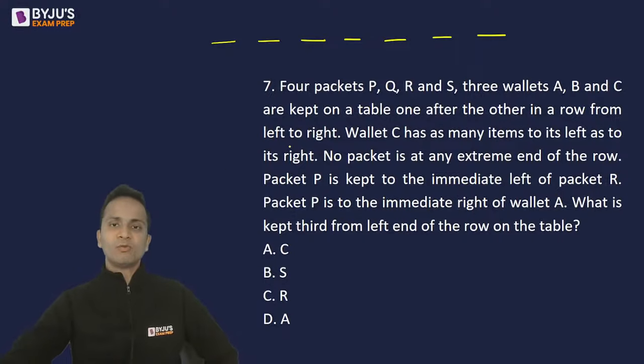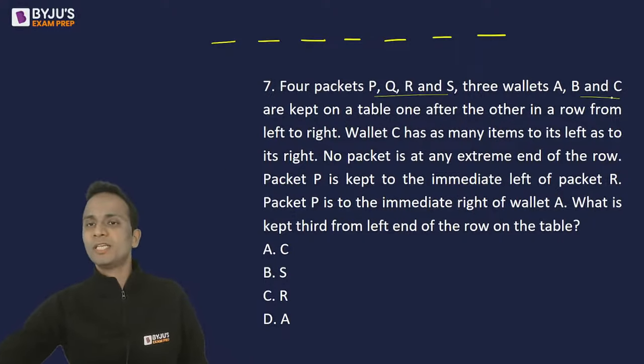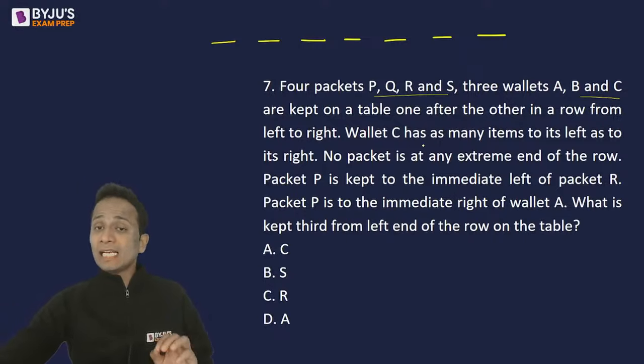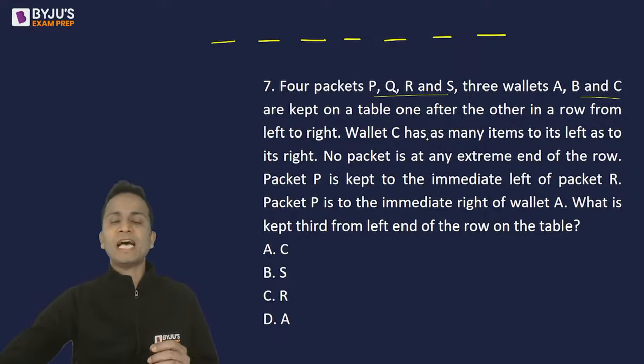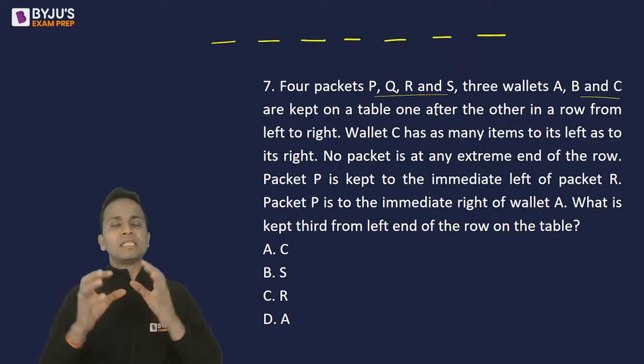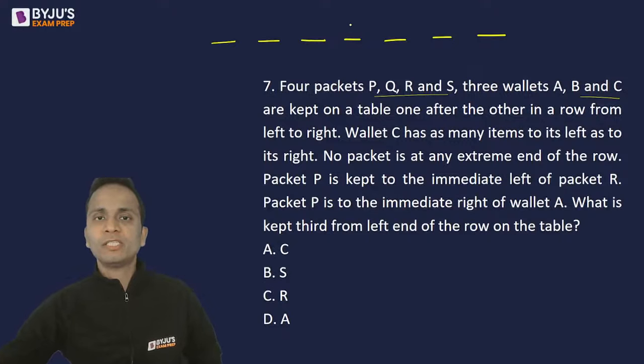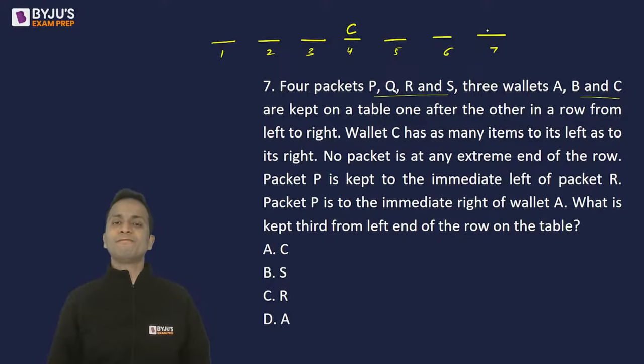So we shall start with this. There are 4 packets P, Q, R, S and 3 wallets A, B, C. They are saying that wallet C has as many items to its left as to its right. So wallet C is kept in the middle. Wallet C will be placed at the 4th place. I'll write the place numbers as well. So it must be in the middle.